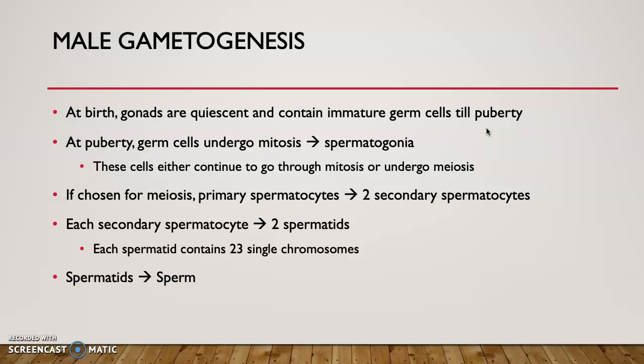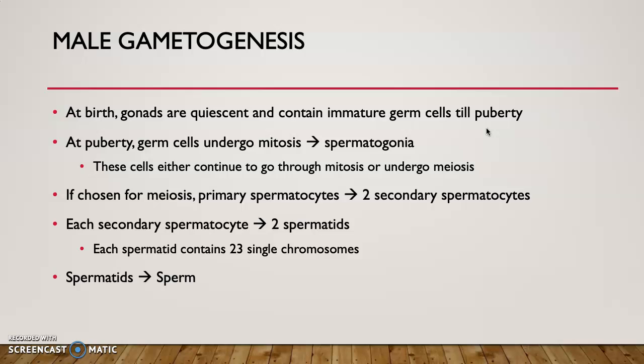And so now we'll be looking at the male, specifically the process of gametogenesis for males. At birth, the gonads are in a state of what's called quiescent, which pretty much means inactive. And at that point, they only contain immature germ cells until puberty. So during the child phase and above, all the way up to puberty. And then at puberty, germ cells undergo mitosis, and at that point, when they're ready, they're now called spermatogonia.